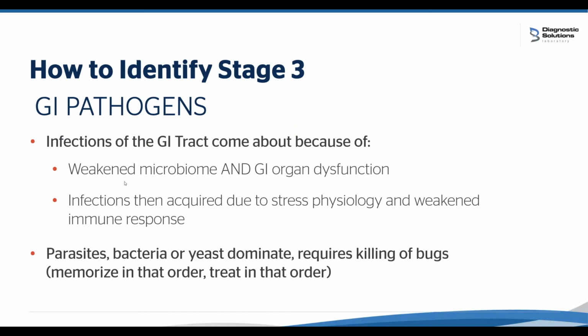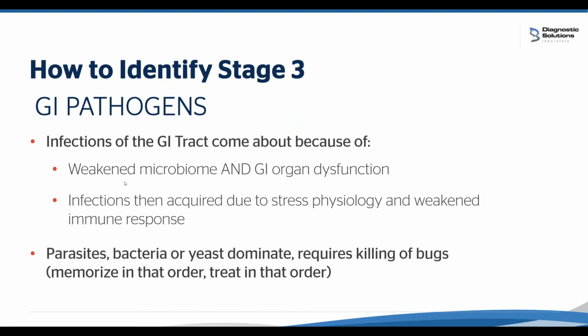And so these are infections, but why did they happen? Because the microbiome was weakened, the GI organs weren't working real well, and then the person got stressed and it set them up. So a stage 1 becomes a 2, becomes a 3. So you can't just kill parasites, bacteria, or yeast without addressing the microbiome component and the organ component, or the problem will just come back.